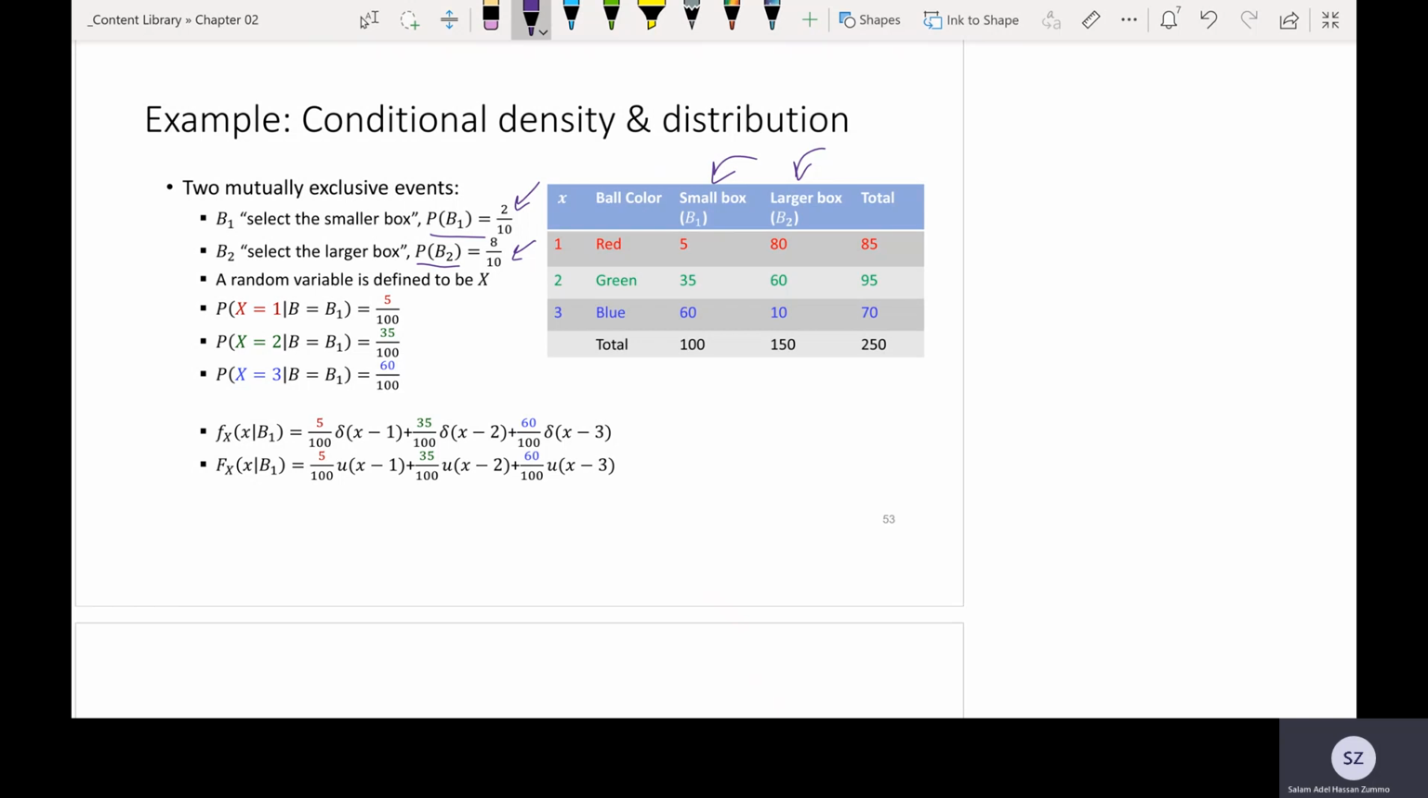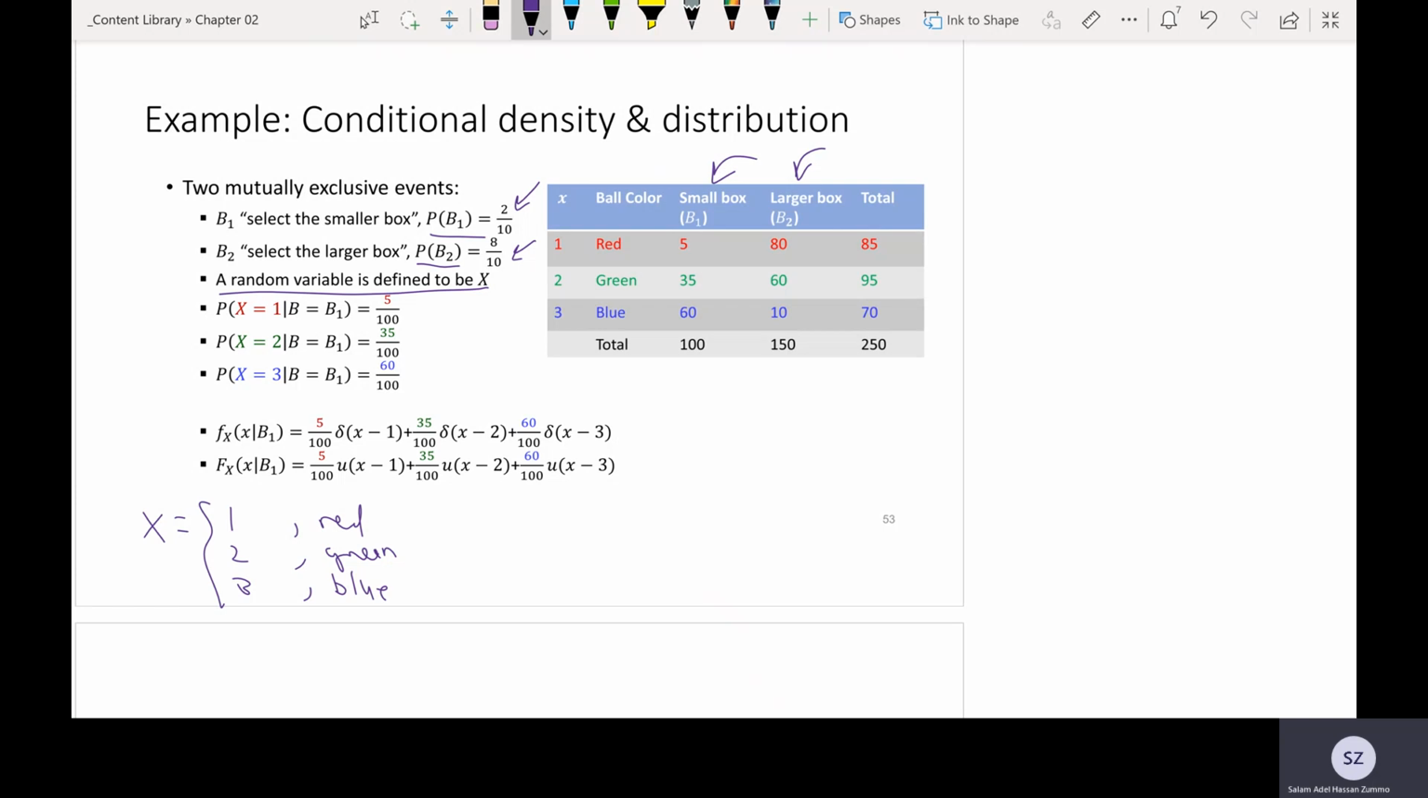What is the probability that x, and we define, by the way, the random variable x here, to be equal to 1 if it is red, 2 if green, and 3 if blue. So this is the definition. You can define your own value. This is our value. Okay?